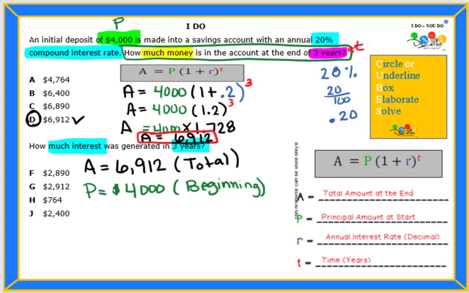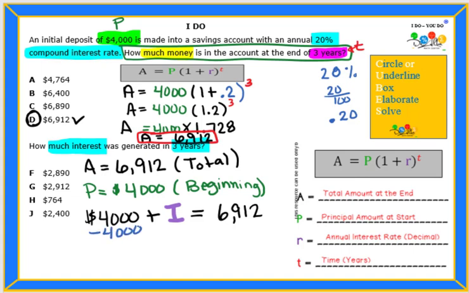So let's write it like this. At the end, he had $6,912. So the principal, 4,000, plus the interest amount that was accumulated in 3 years, totaled $6,912. Okay, so the principal, $4,000, and the interest that was added on for those 3 years totaled $6,912. But we only want to know what was the interest amount. So we have to figure out what I is. So we can subtract the $4,000.